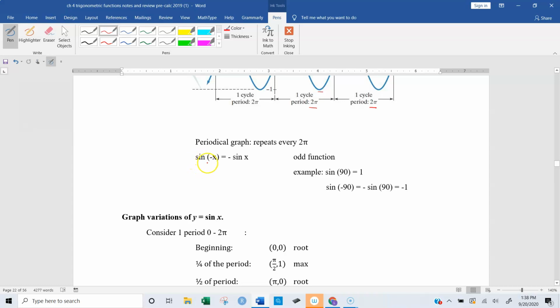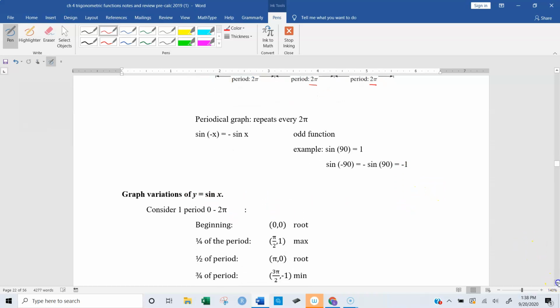Also, we know it's an odd function because when you plug in a -x, you get the negative sine of x. We've talked about that before. Okay, example, the sine of 90 is 1. The sine of -90, so when you go backwards, is -1. All right, let's go here.